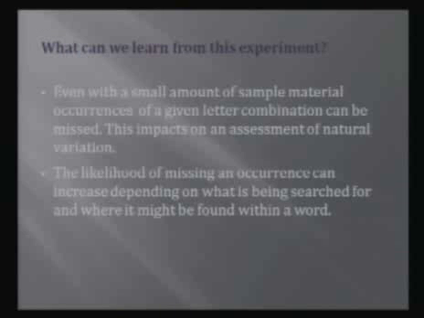Okay, so what did we learn from this trivial little experiment? And granted, you did this while you're out having supper or meeting up with friends. It's not a real forensic exam. But I think what it shows us is that even with a very small amount of handwriting, there's potential to miss instances of a given combination that impacts on the assessment of natural variation. And I think the likelihood of missing a particular instance of a character or character combination increases depending on what particular character is being searched for and also where you might find it.